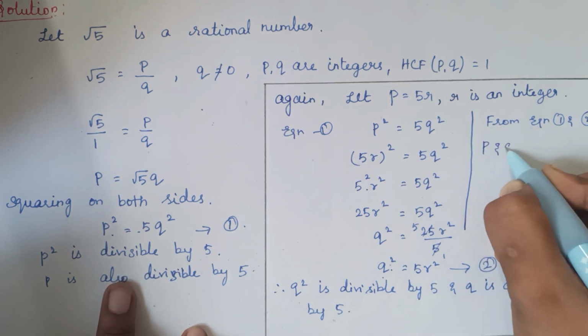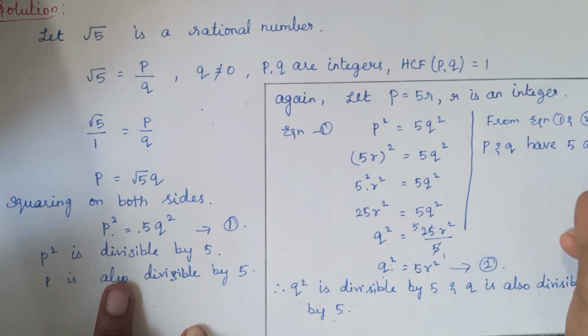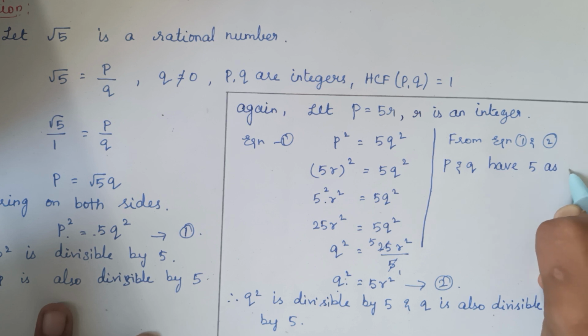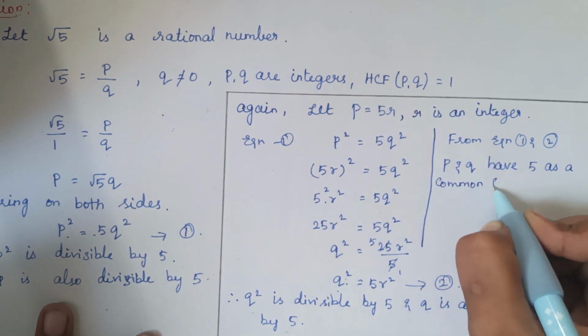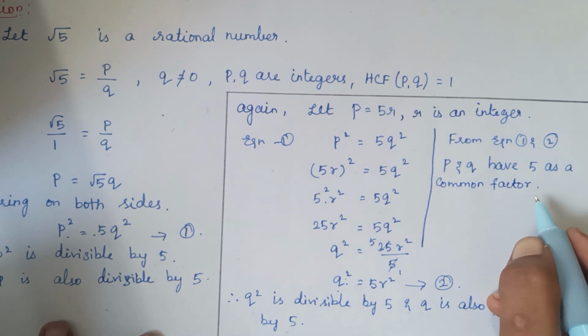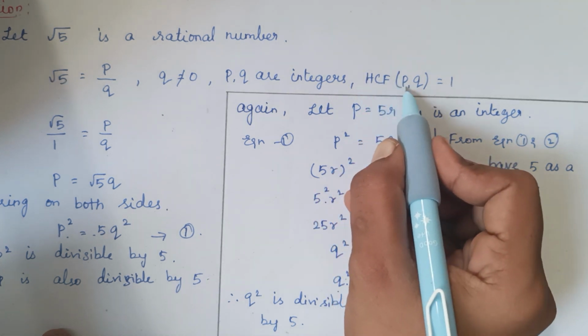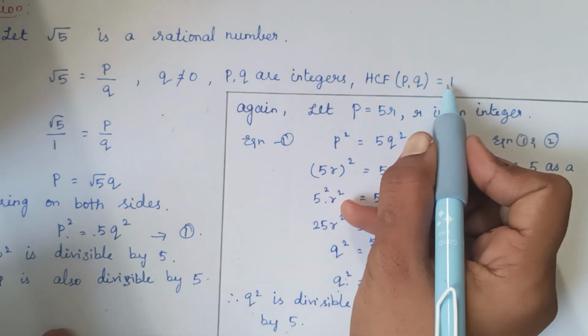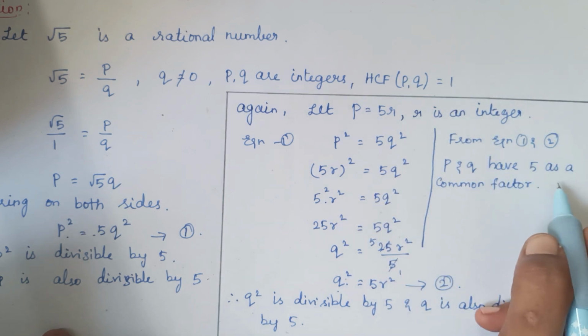P and Q have 5 as a common factor. But I said common factor is the highest common factor, HCF, and HCF of P comma Q should be equal to 1, but here we have 5 as a common factor, right?